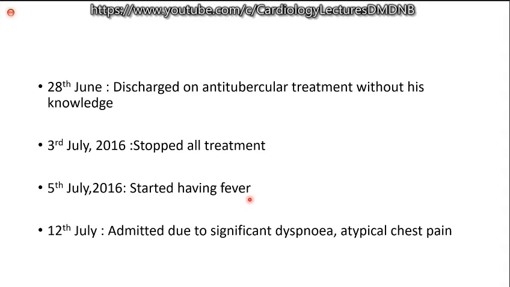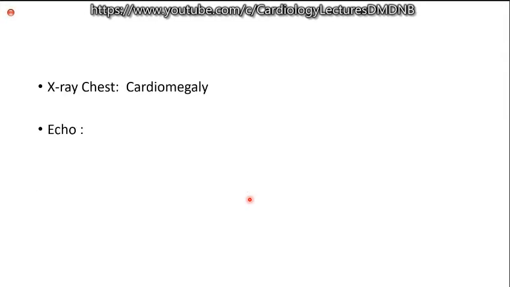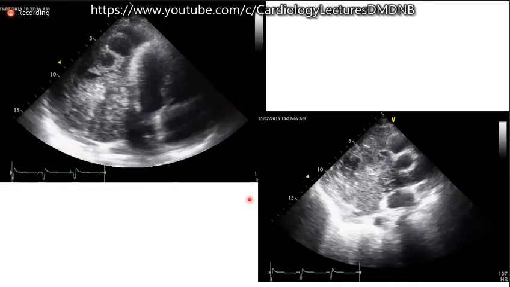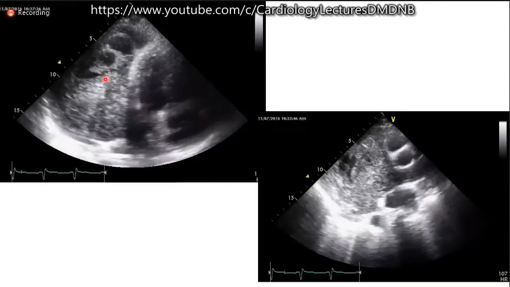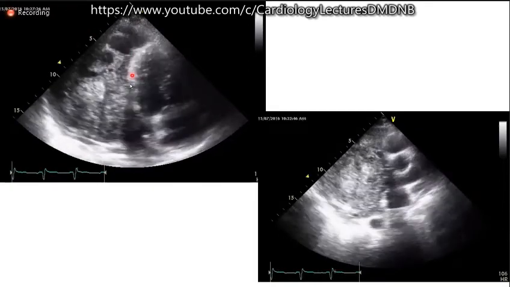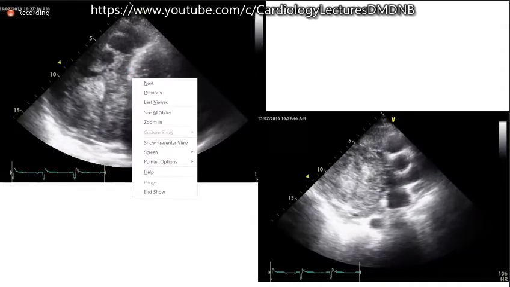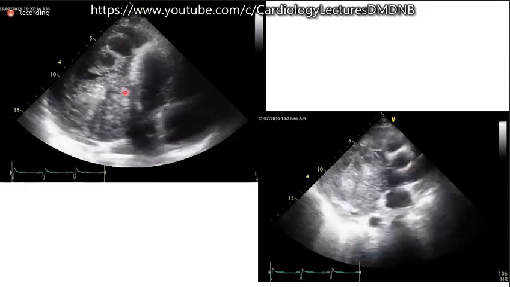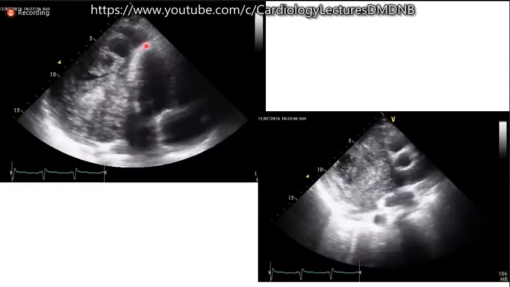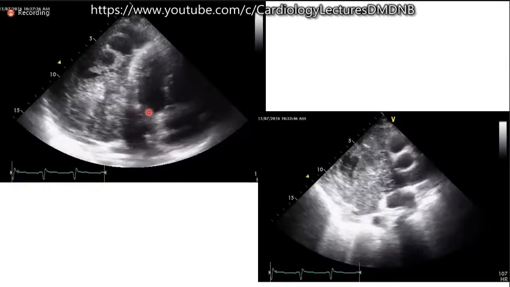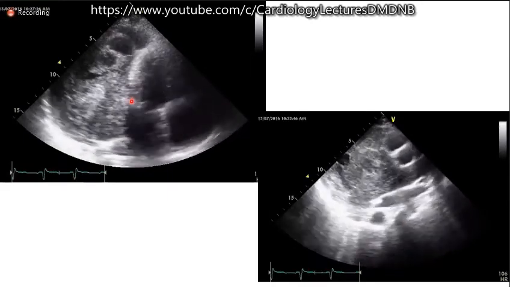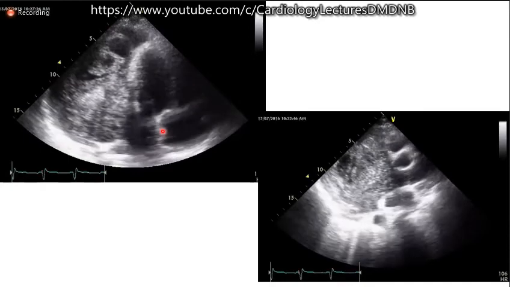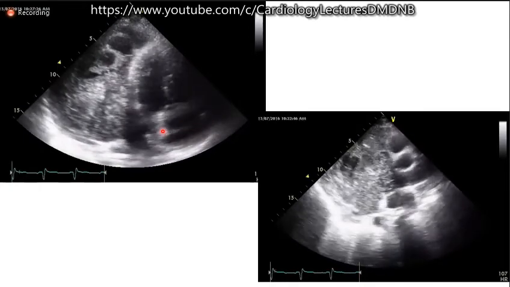This time he was admitted with significant dyspnea and atypical chest pain, and this is his echocardiogram. You can see that the mass has pushed the heart to one side. This is the heart. This is the pericardial cavity on the side where there is a tumor mass. So you can see the mass here. It is in the pericardial cavity, not in the cardiac chamber, and it was rapidly growing, and it was found to be a case of sarcoma.